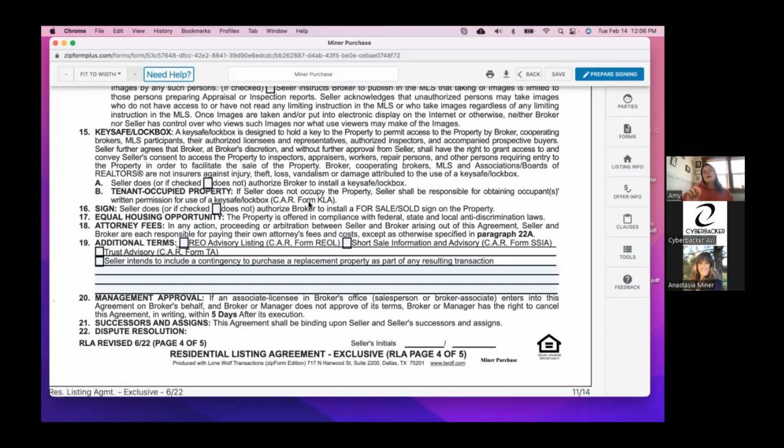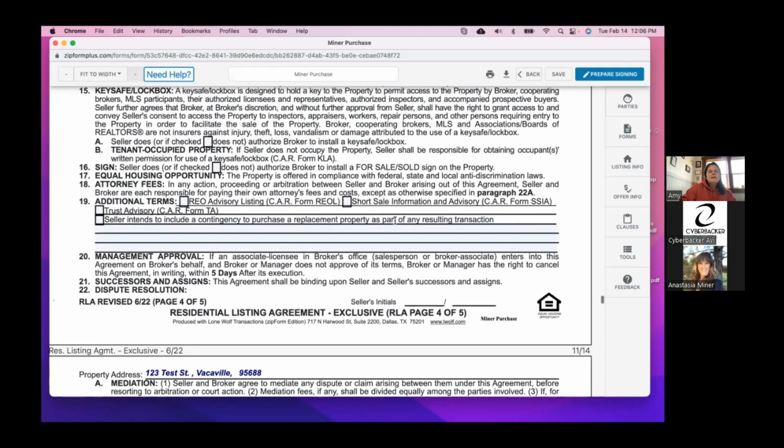It's called the KLA form. Make sure that they get it signed by the tenants of the property. 16 is a sign. The seller does authorize broker to install a for sale or sold sign on the property. If they check the box, they do not authorize that sign. Equal housing opportunity. The property is offered in compliance with federal, state, and local anti-discrimination laws.